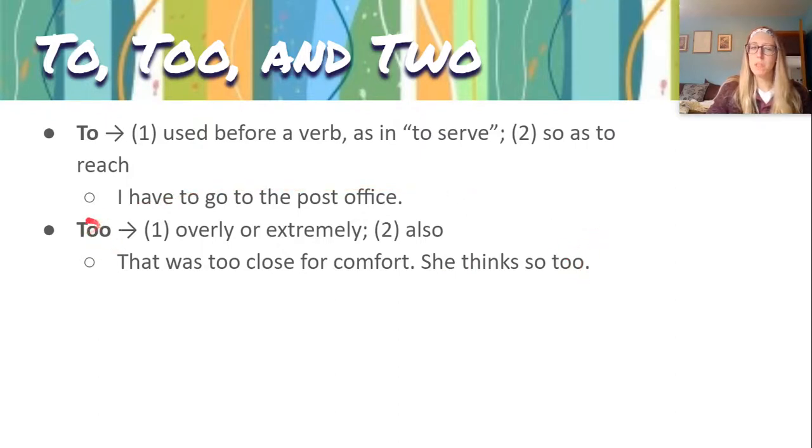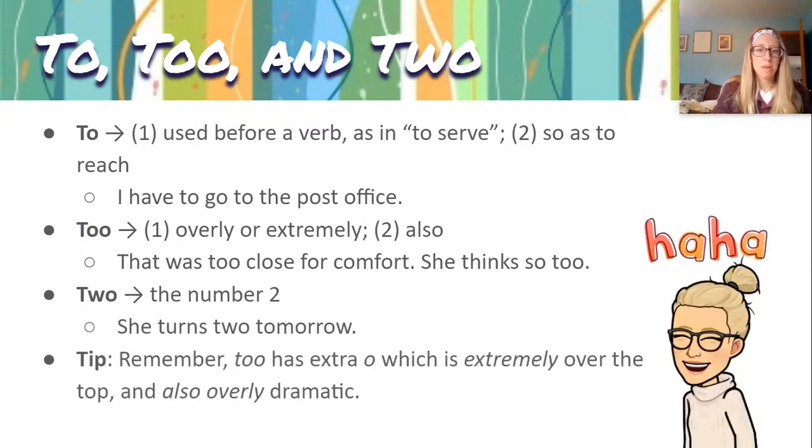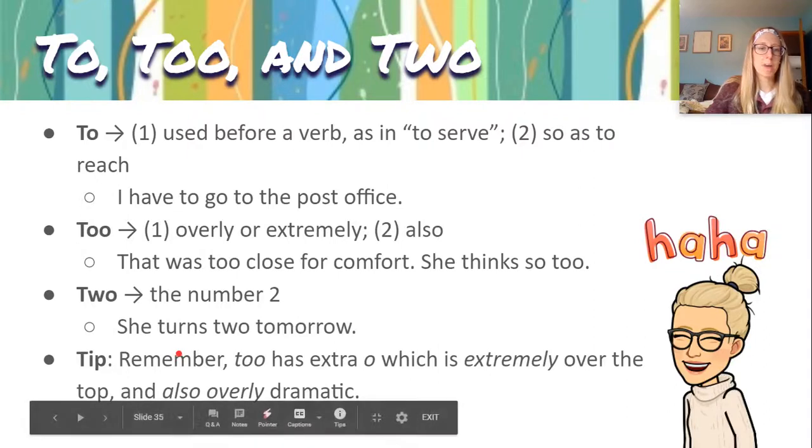I feel like this is the one that you guys may be confused by the most. And then, of course, we have TWO, which is just the number 2. Oh, this is a good tip, actually. So TOO has an extra O, which is extremely over the top and also overly dramatic. See what I did there with the definition? Okay, so that's how you can remember how to use TOO.